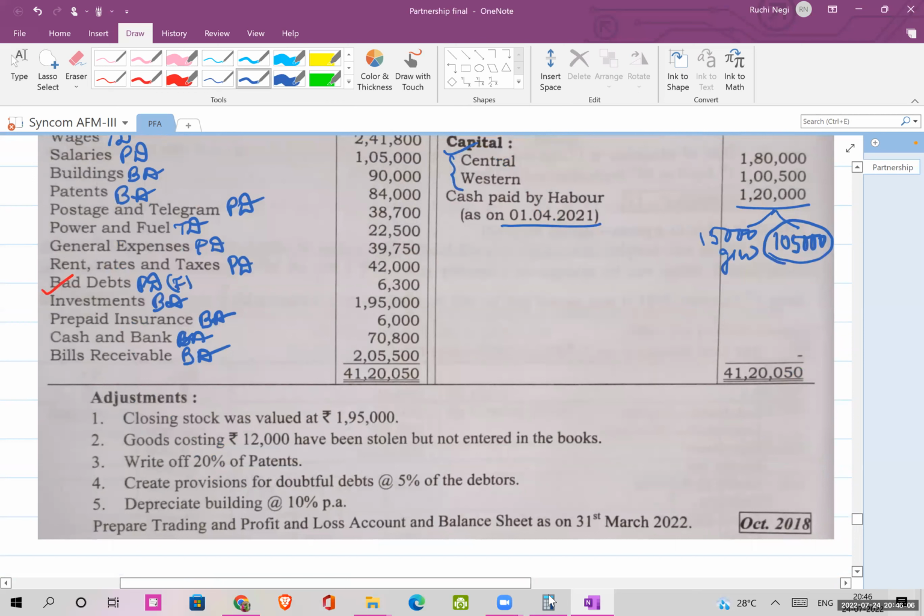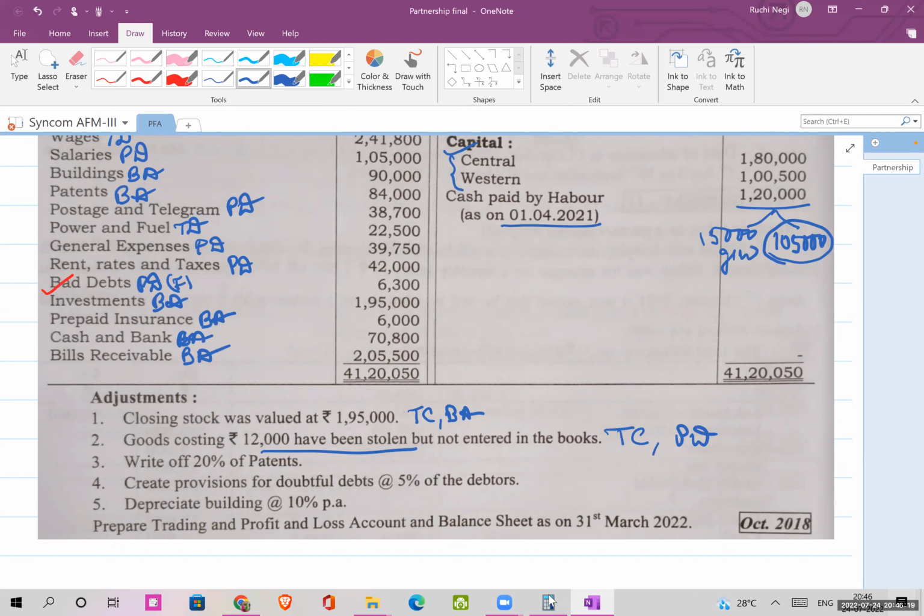Adjustments will have two effects. Closing stock, trading credit side, balance sheet asset. Goods costing rupees 12,000 have been stolen but not entered in books. Okay, so it will have two effects, trading credit and second effect P&L debit. Write off 20% of patents. So put a tick mark on patents. It will have two effects: the patents amount written off goes to P&L debit and the second is less from patents. Then bad debts entry is there. Okay, this one. Create provision for doubtful debts.